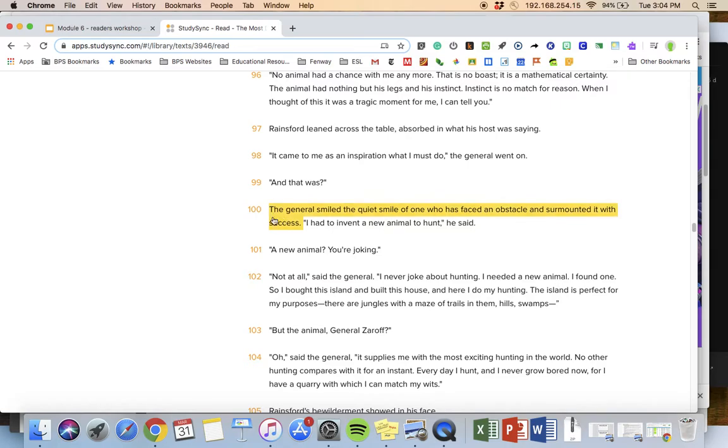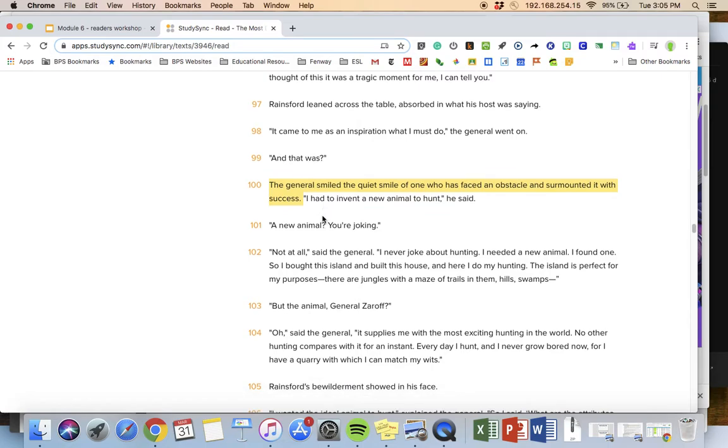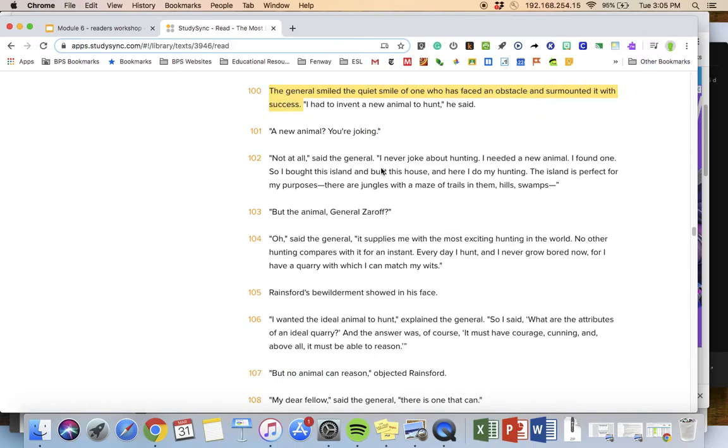And here in paragraph 100, the general is again talking about killing, and hunting, and now he's talking about hunting people. And he's again smiling. The author tells me he's smiling as he is talking, which just seemed weird to me, right? Because talking about killing is usually not something people smile about or joke about. But he's smiling here.